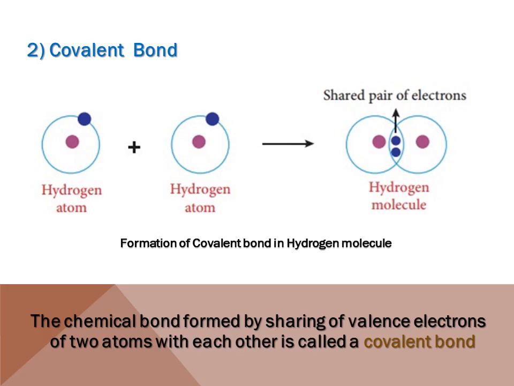Now let us consider the example of the hydrogen molecule. A hydrogen atom contains one electron. Its duplet is short of one electron, and therefore the valency of hydrogen is 1. The two atoms of hydrogen are identical and have a similar tendency, and therefore they share the electrons with each other. As a result, the electron duplet of both the hydrogen atoms is complete and a chemical bond is formed between them.